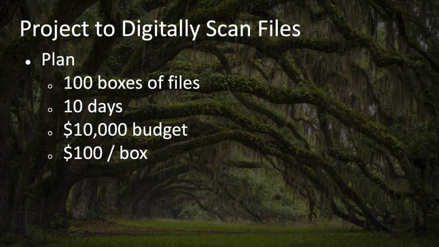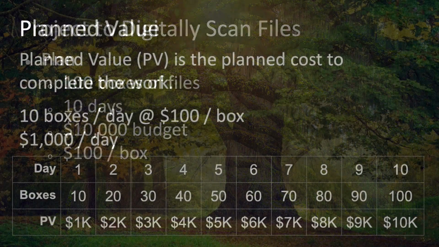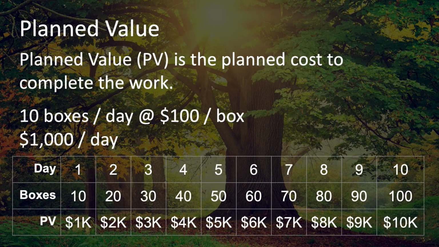Let's start with an example. Suppose you're managing a project to digitally scan 100 boxes of files in 10 days with a budget of $10,000. The plan is to complete 10 boxes per day at a cost of $100 per box or $1,000 per day. Planned value is the planned or budgeted cost to complete the work. This table shows the details of our example.